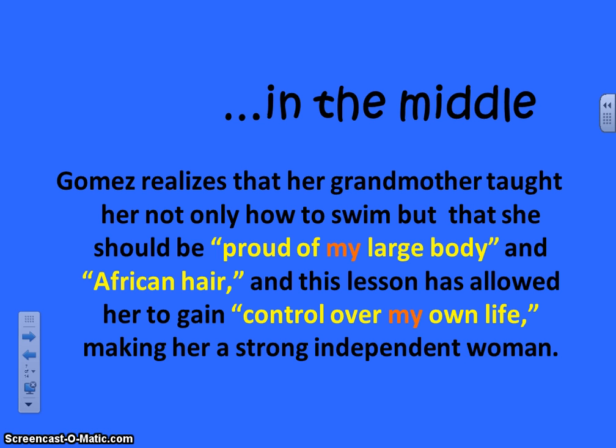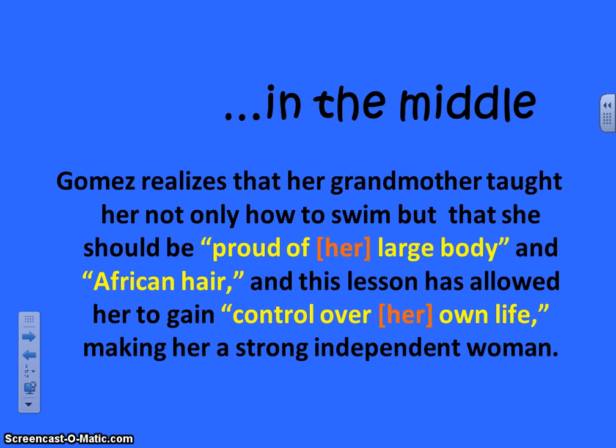Now, does that make sense? For Gomez to be proud of my body and gain control over my life? No. She should be proud of her body and have control over her own life. So that's why the pronoun had to be changed to the word her. When I replaced the word my with the word her, I had to put them inside brackets to indicate that I changed the wording a little bit.